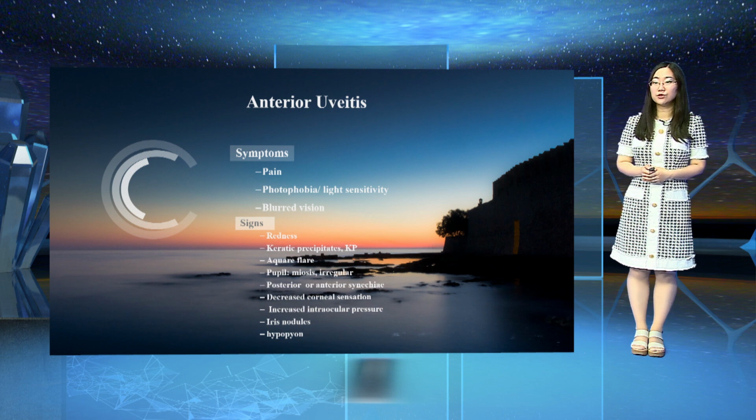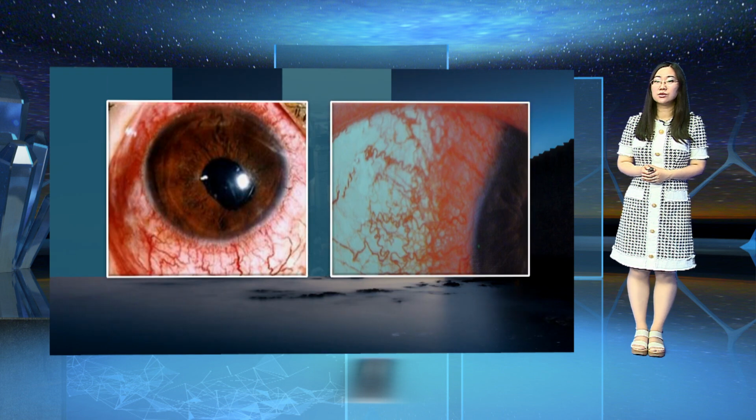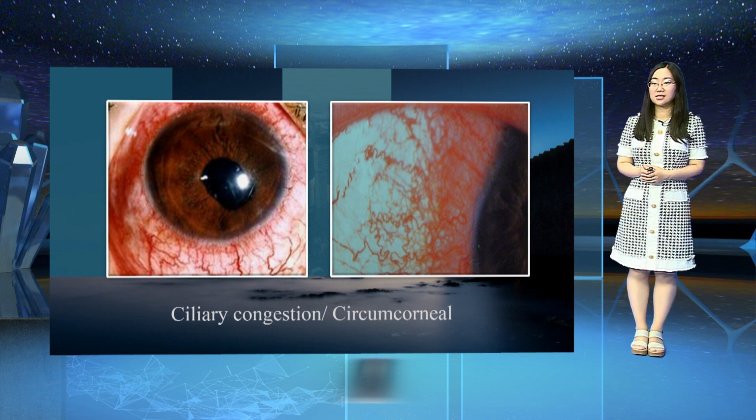The typical symptoms are pain, light sensitivity, and blurred vision. Signs include redness, KP, miosis, posterior and anterior synechia, iris nodules, and hypopyon. Examination usually reveals circumlimbal redness with minimal palpebral conjunctival injection or discharge. Because the blood vessels expand, the eye becomes red. It's also called ciliary congestion.